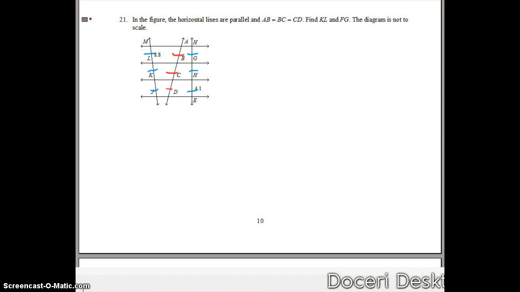So KL would be the same as LM because they're congruent. So the measure of KL would be 8.8. And then it says FG, this is just labeled wrong. There should be an F here. Since EF is 4.1, then FG is also 4.1.